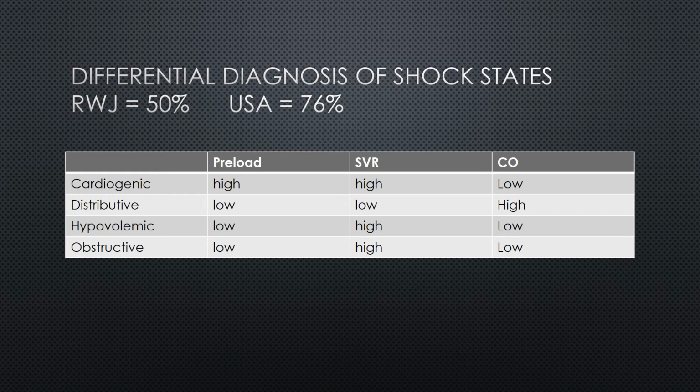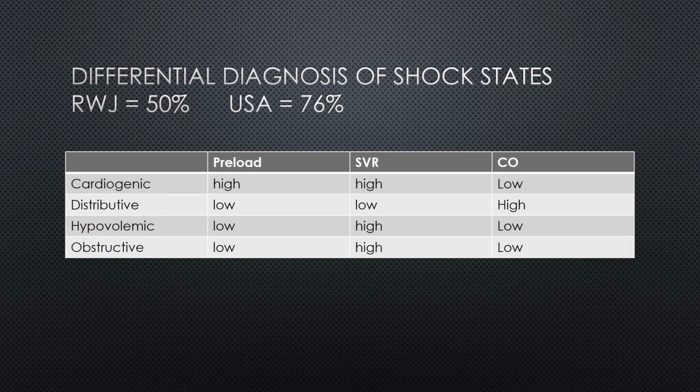All right, our next keyword is the differential diagnosis of shock states. This is a very broad topic, and I'm not sure exactly what the question was on the ITE, but about half of us got it right. So I'll just very briefly go through the 4 most common types of shock and what preload, SVR, and cardiac output look like.